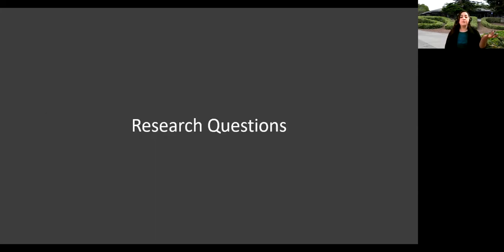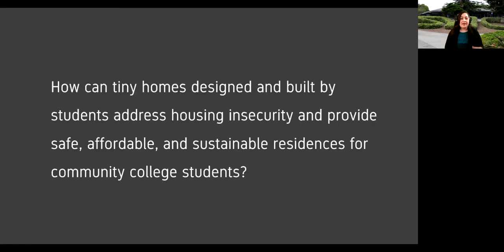So what was the research question for this whole project? How can tiny homes designed and built by students address housing insecurity and provide safe, affordable, and sustainable residences for community college students? The goal is for students not only to design them, but ultimately one day build them. Right now we cannot, due to the pandemic, but that doesn't mean we can't partner with builders. Students can share their designs with local tiny home builders to get this done now, until we can be on campus again and build them ourselves, with the guidance of local builders.